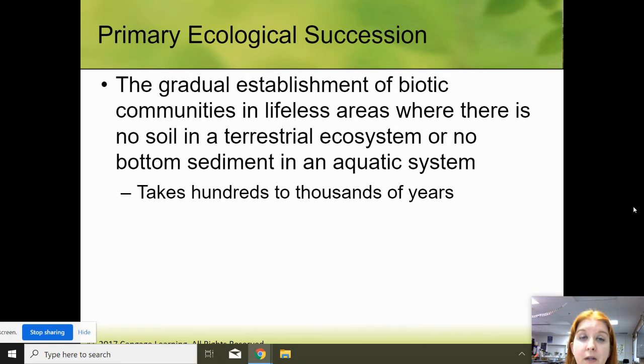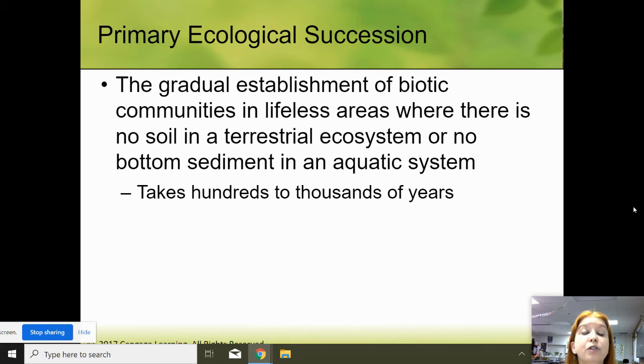Ugh, that's a lot of words. So life is not in an area. Then life comes to an area. That is primary succession. So if you start on bare rock, like the side of a volcano, that is primary succession. Primary, first. This is the first time life comes to an area.